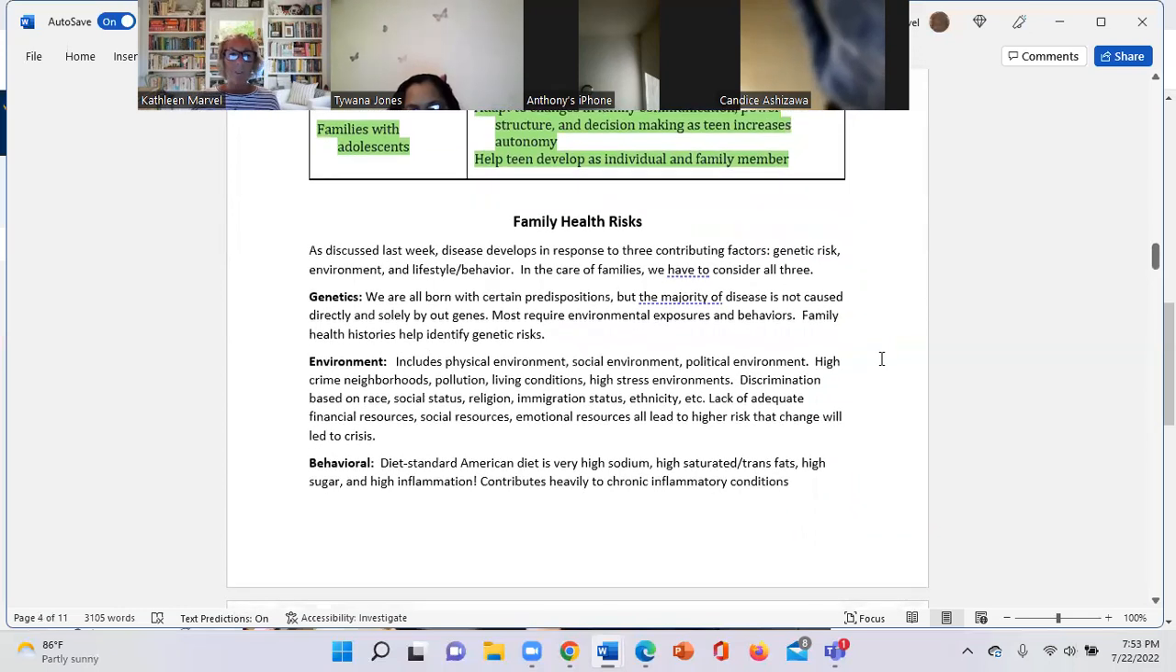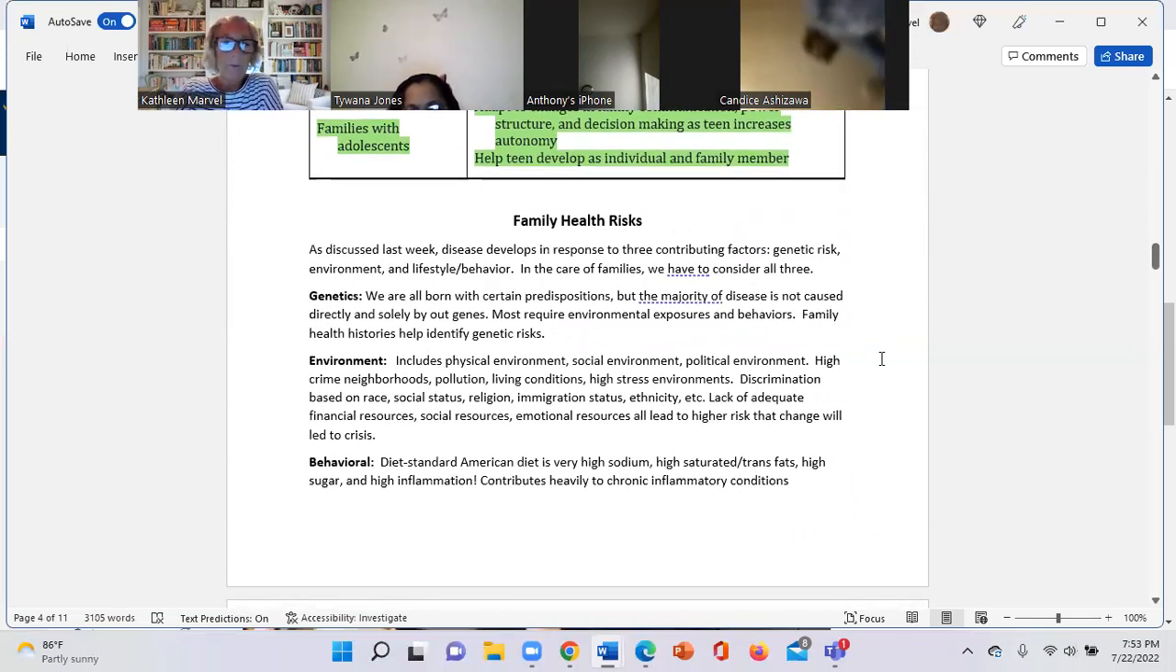And then family health risks. Okay, we look at it from 3 areas: genetics, environment, and behavioral. Disease develops in response to 3 contributing factors. What's your genetic risk? What's your environmental risk? And what's your lifestyle risk, behavioral risk? Okay, and so when we're assessing and caring for families, we have to consider all 3.